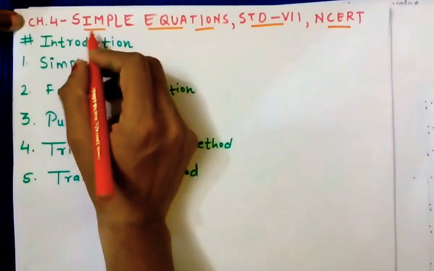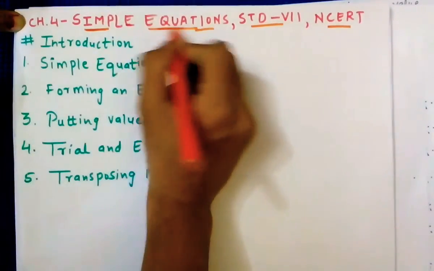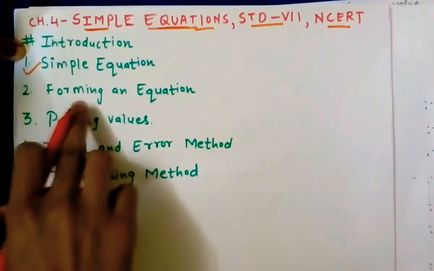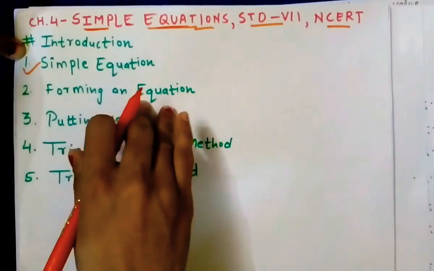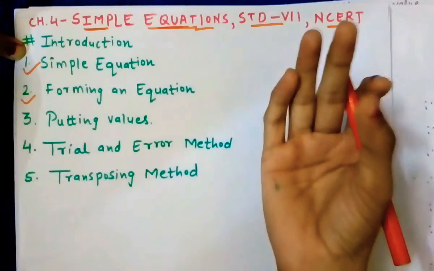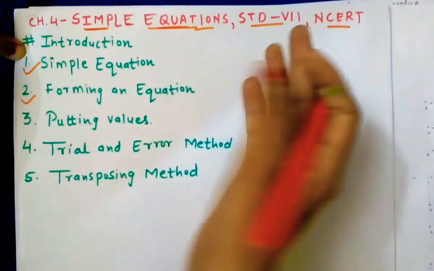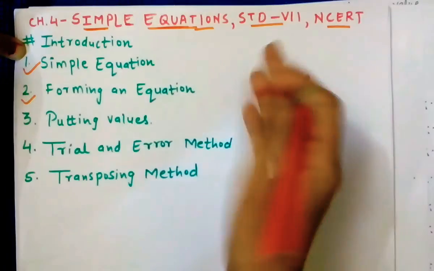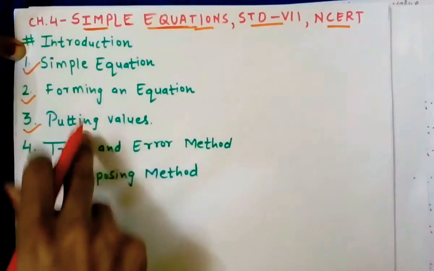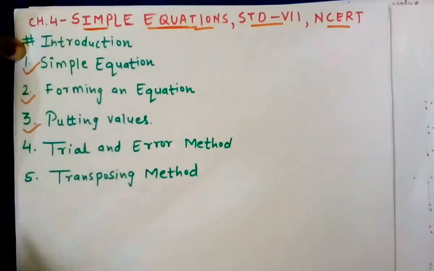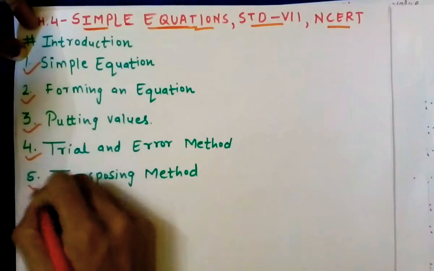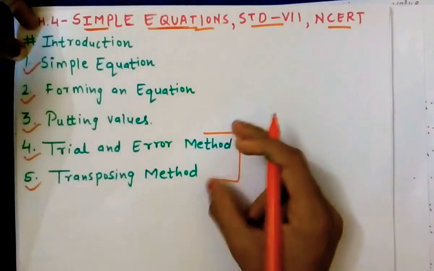As the name is given, simple equation. So first of all, what is equation? In this chapter, we will be seeing what is simple equation, then forming an equation, how we can form an equation with the help of statements. If a statement is given, how to write it in equation form, and if an equation is given, how to write it in statement form, vice versa. So that we will see. Then how to put values. So putting values we will see, and then trial and error method and transposing method. These both are the methods which are used for solving equations.